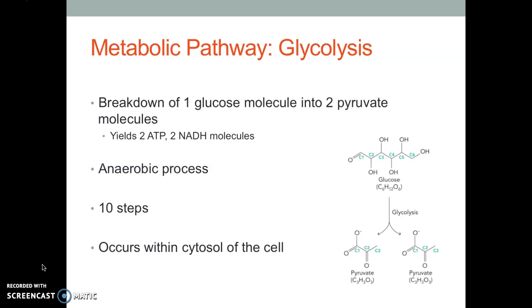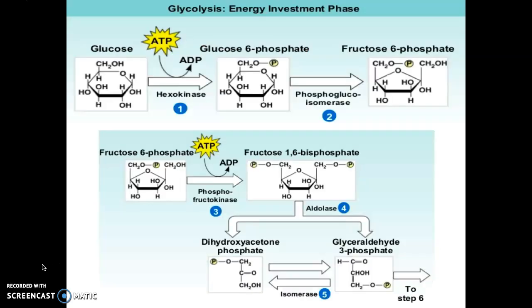So one glucose molecule is actually a 6-carbon molecule, and it's broken into 2 pyruvates, so 2 molecules of 3-carbon molecules. And this is actually going to yield 2 ATP as well as 2 NADH molecules. Glycolysis is able to function without oxygen, and it takes place in the cytosol of the cell. So here are the stages of glycolysis.